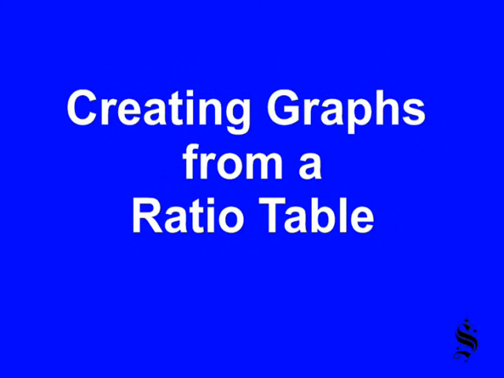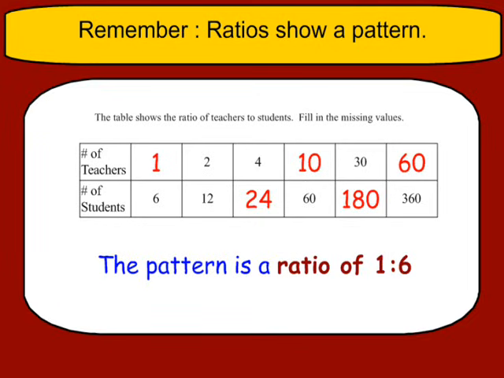Creating graphs from a ratio table. Well, here we have a ratio table, and this is showing the ratio of teachers to students. And in this particular table, the ratio of teachers to students is 1 to 6. For every teacher, there are 6 students.